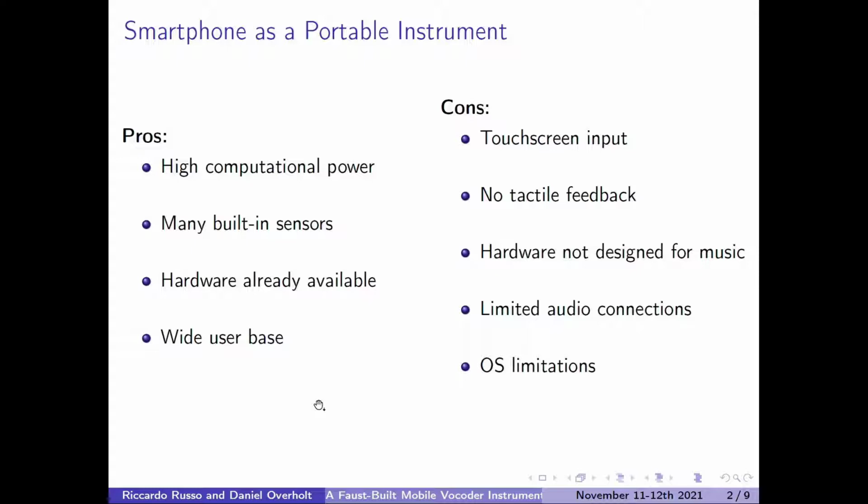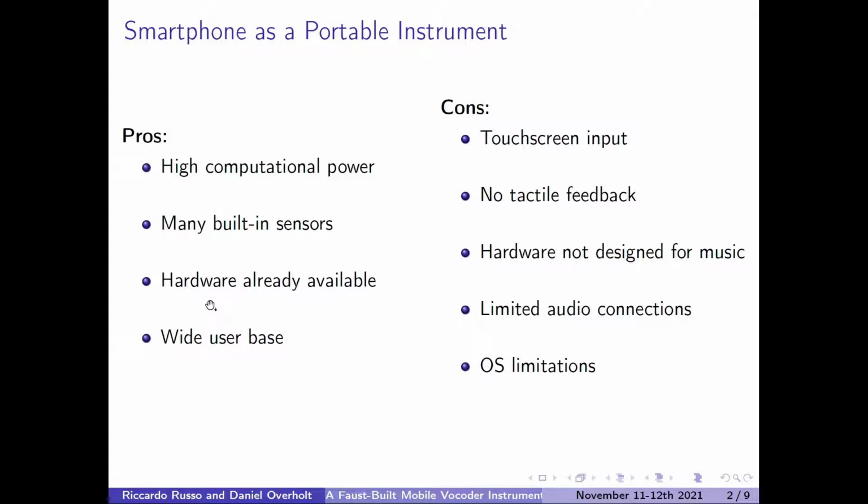Many works have investigated smartphones as platforms for the development of musical interfaces ever since their birth. From these, it's possible to outline some general advantages and disadvantages of using smartphones as portable instruments. First, smartphones nowadays have a high computational power, which allows running more and more complex DSP algorithms. They have many built-in sensors.